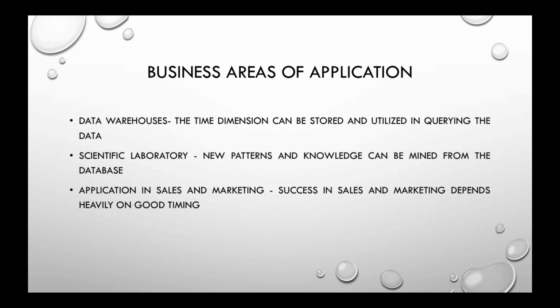The second type of business is the scientific laboratory. Each lab runs many tests and many versions of the same test, and each test often involves precise timing and sequence. In order that this information not be lost, it should be stored in a temporal database. The third type of business is one which relies heavily on sales and marketing. Success in sales and marketing depends heavily on good timing. Forecasting information is better provided by a temporal database than by classical databases.